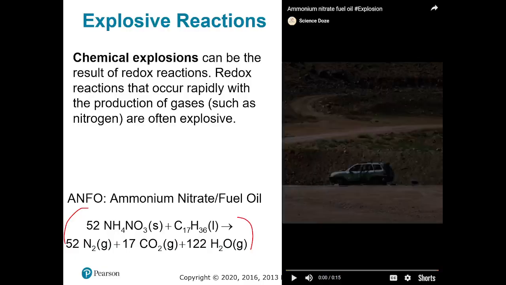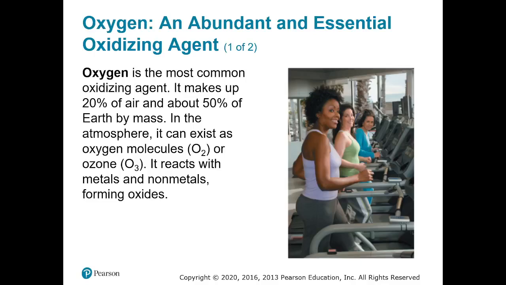Okay, let's talk a bit about oxygen. On Earth, oxygen is the most common oxidizing agent. It makes up a little bit over 20% of the air, and about 50% of the Earth by mass. In the atmosphere, it can exist as several different forms. Probably the forms that are going to be most important to you are oxygen molecules, which is O2, and ozone, which is O3.